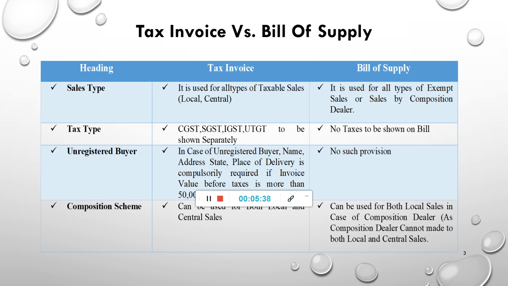Composition scheme. A tax invoice can be used for both local and central sale, and a bill of supply can be used for local sale in case of a composition dealer, as a composition dealer cannot make both local and central sales.